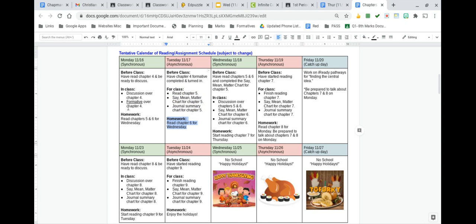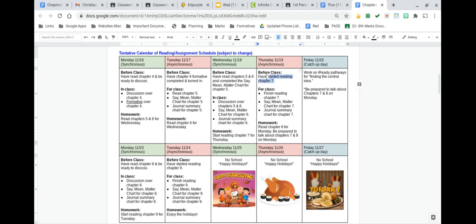Okay, so that's why we're telling you on Monday to start reading so you can have 5 and 6 ready by Wednesday. So before we meet on Wednesday, you need to have read chapters 5 and 6 and completed the say, mean, matter chart for chapter 5. Then during class, we're going to discuss chapters 5 and 6. Then you're going to complete your say, mean, matter chart for chapter 6, and you can update your journal for chapter 6 as well. For homework, we want you to start reading chapter 7 for Thursday.